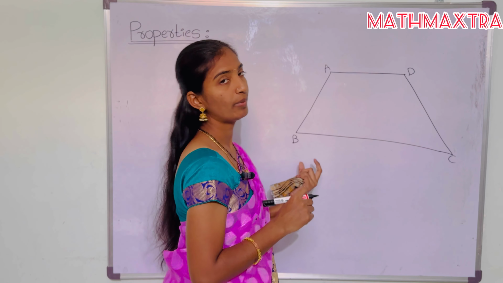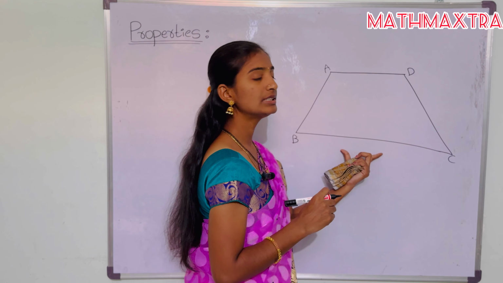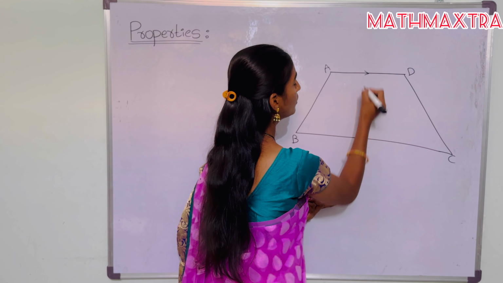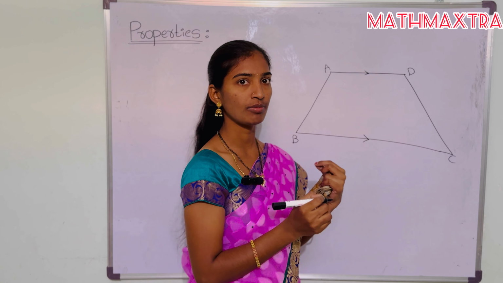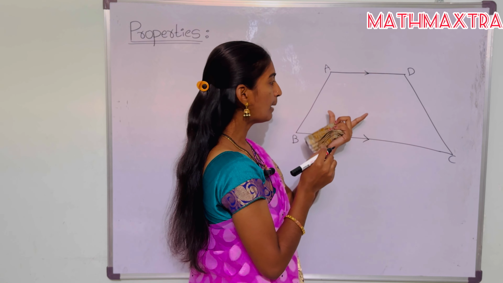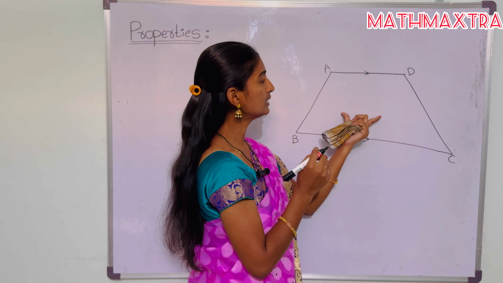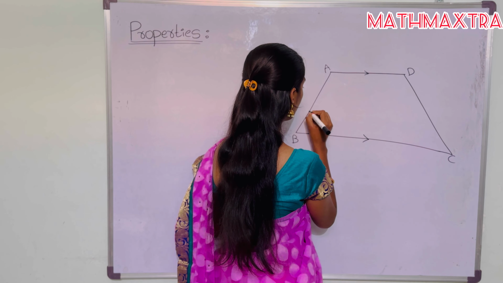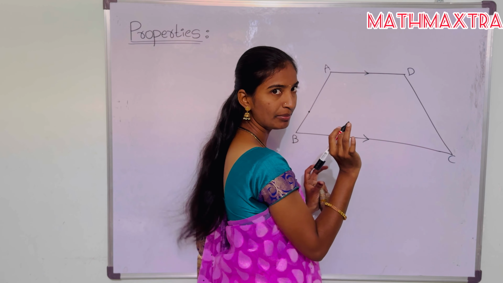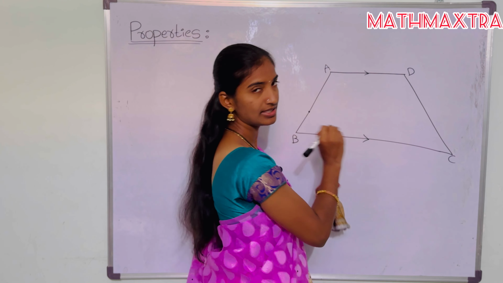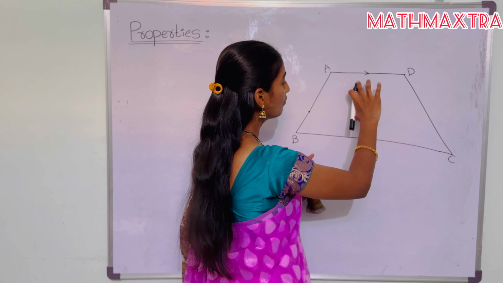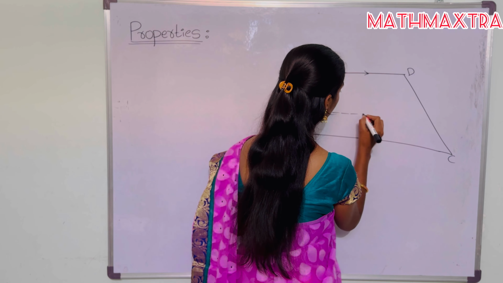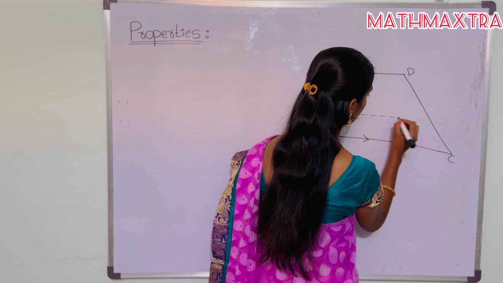Our next property is, so this is a trapezium. If AD and BC are the two parallel sides of a trapezium, I am drawing a line parallel to BC and AD. This is not the midpoint; it can be any point. I am just drawing a parallel line to these two parallel lines.